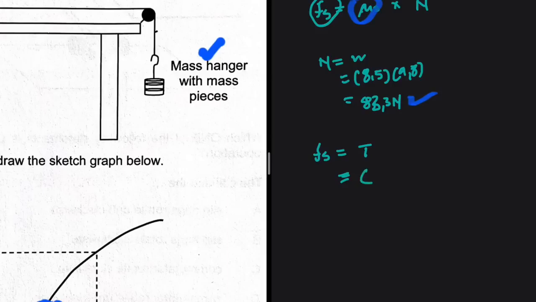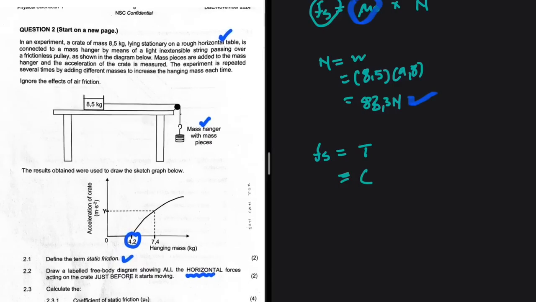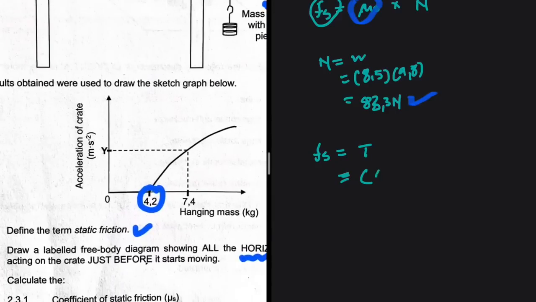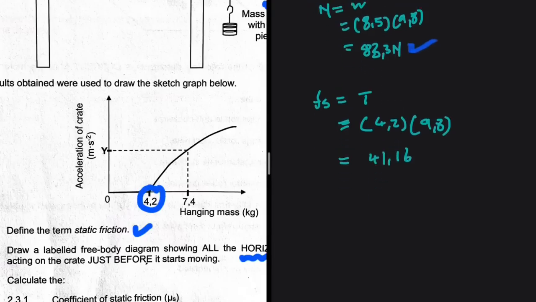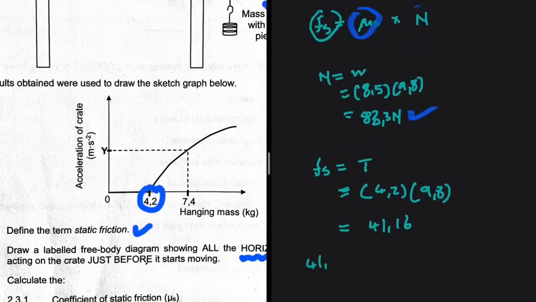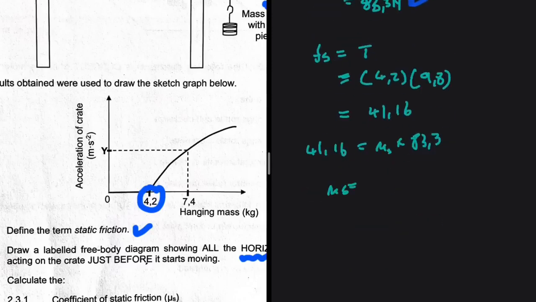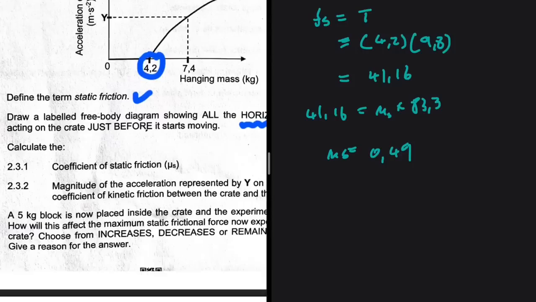So what is the mass of that thing? Let's take a look. The mass is 4.2 when we start having an acceleration, and acceleration due to gravity is 9.8. So we have 4.2 multiplied by 9.8, which is equal to 41.16. So that is the static frictional force. So now we can see 41.16 is equal to the coefficient multiplied by 83.3. So the coefficient is going to be equal to 41.16 divided by 83.3, which is equal to 0.49. So that is 2.3.1.